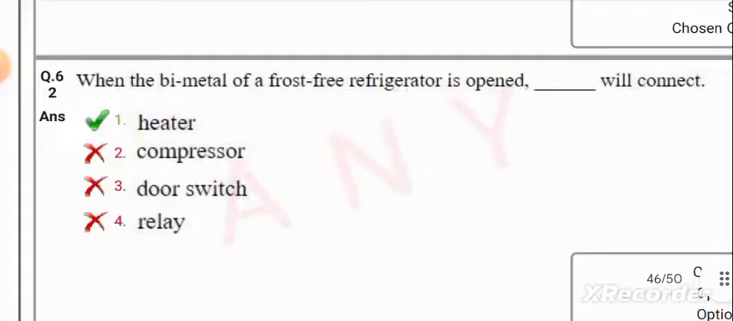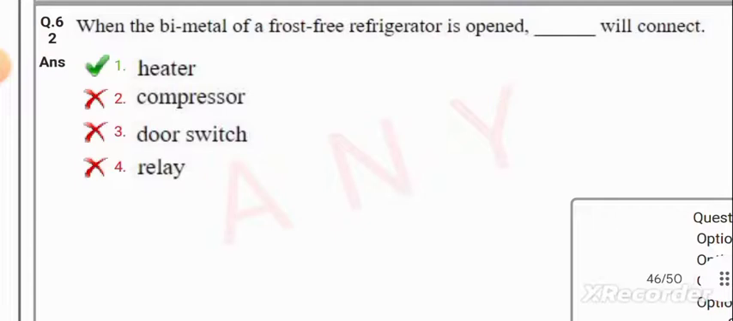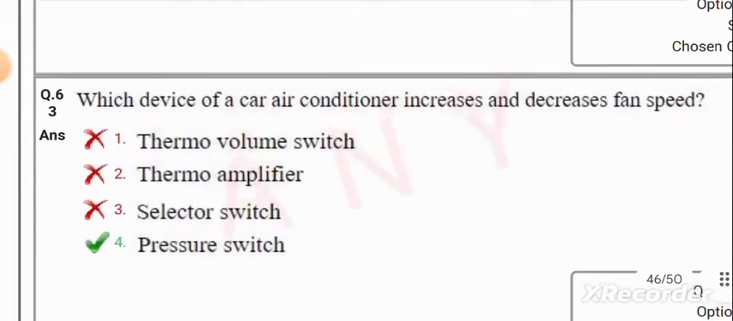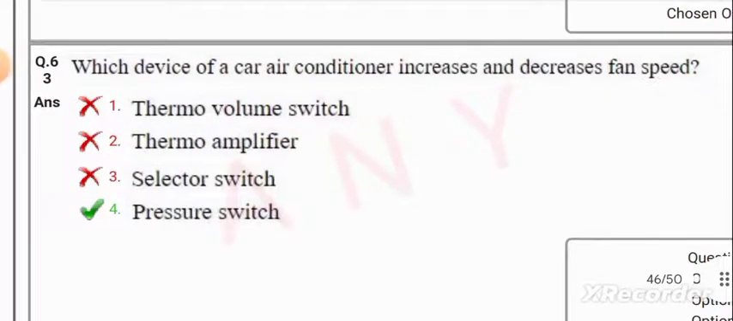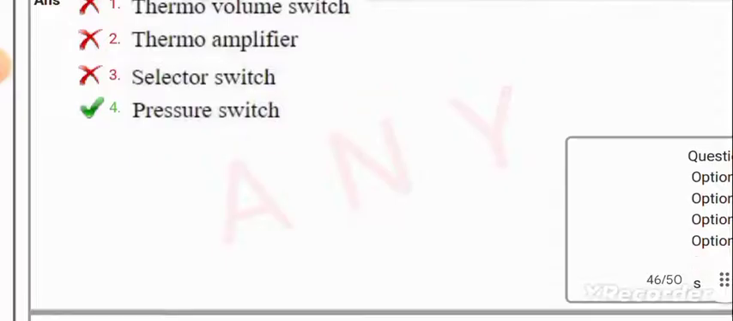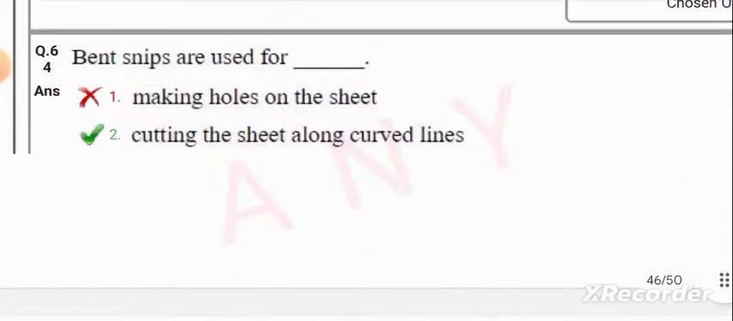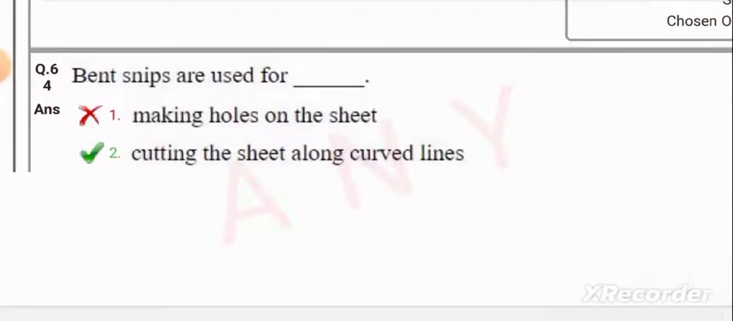When the metal of a frost-free refrigerator is opened, it will connect the heater. Which device of a car air conditioner increases and decreases fan speed? Pressure switch. Vent snips are used for cutting the sheet along curved lines.